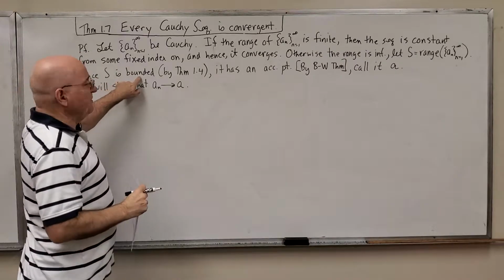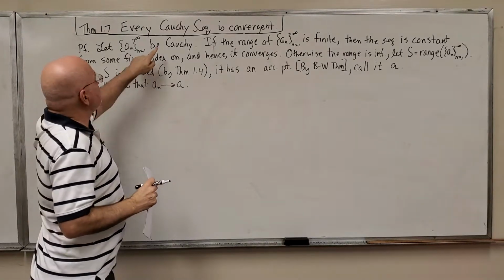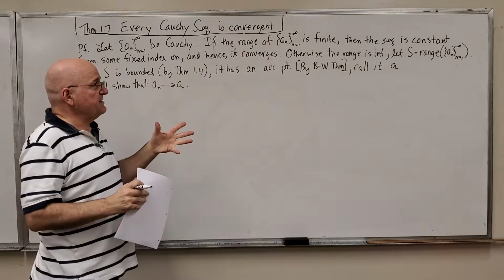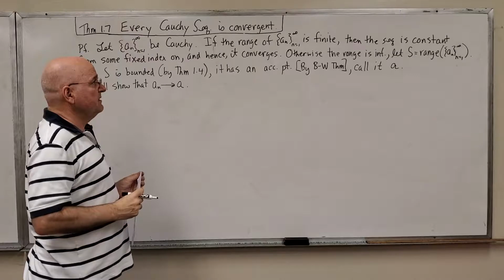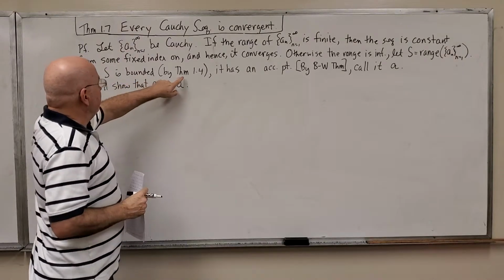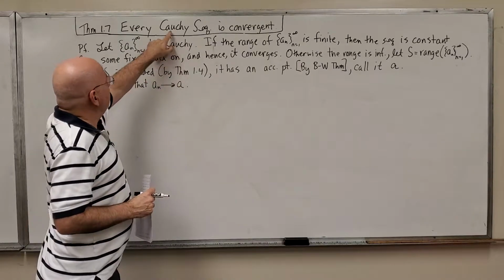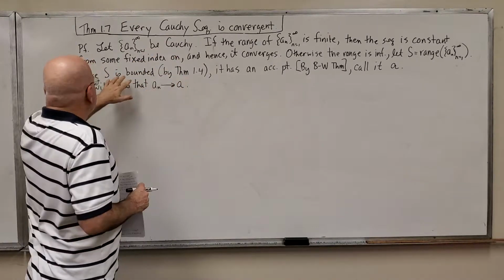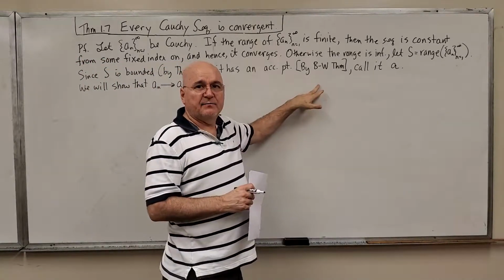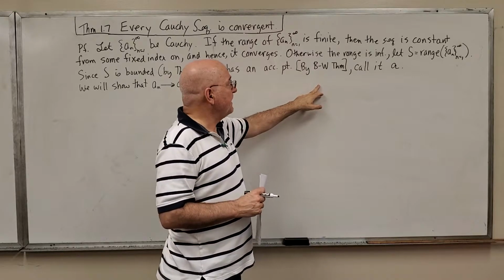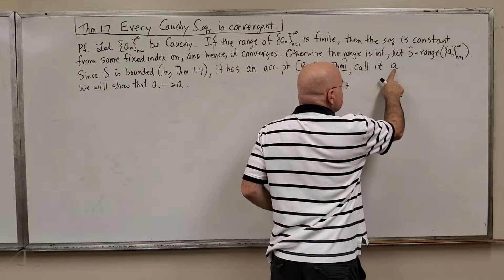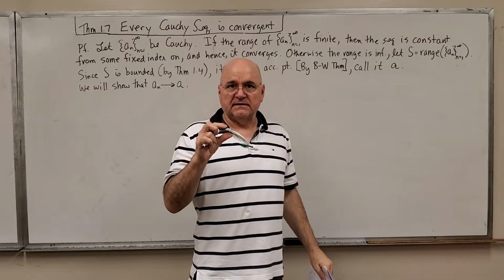Since S is bounded, why is it bounded? Because every Cauchy sequence is bounded. And S is a subset of that. It's the set of all the different values in a_n, the distinct values. And that was by theorem 1.4. Every Cauchy sequence is bounded. We have an infinite bounded set, therefore it has an accumulation point by the Bolzano-Weierstrass theorem. Since there is an accumulation point, we're going to call the accumulation point of the set S lowercase a.